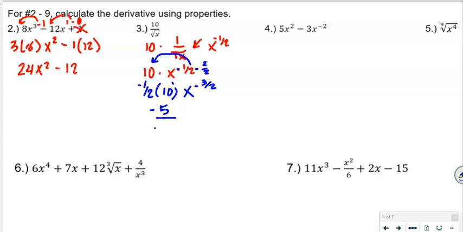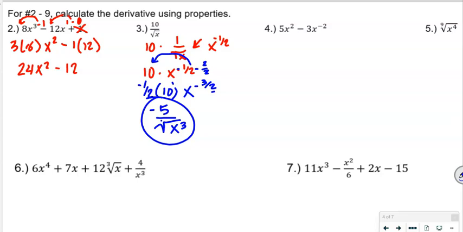And now this is, again, going to go where? It's going to go to the denominator, right? And remember, I said the index, that's the index right there, is always our denominator. So that's going to be our 2 right there. So this is going to be a square root of x to the 3rd. So that is our final answer right there: -5 over the square root of x to the 3rd.